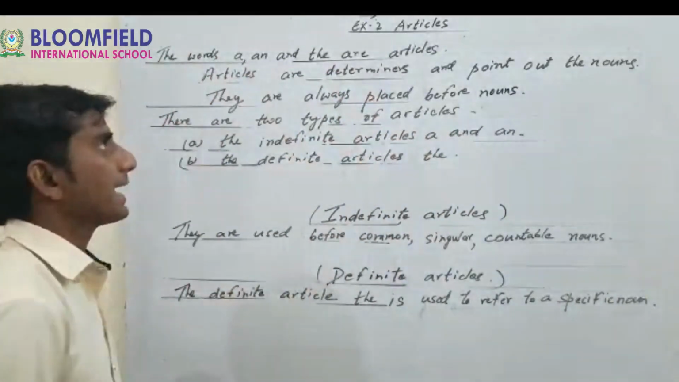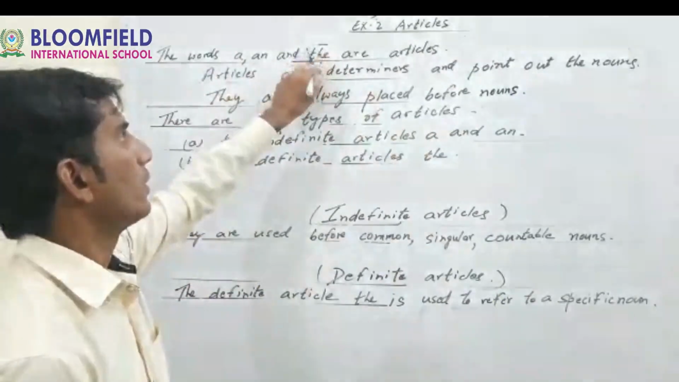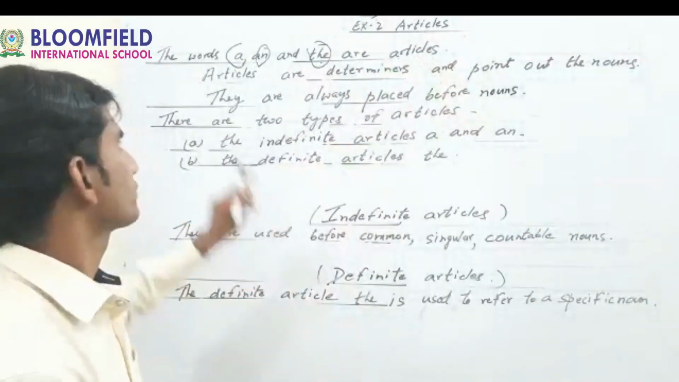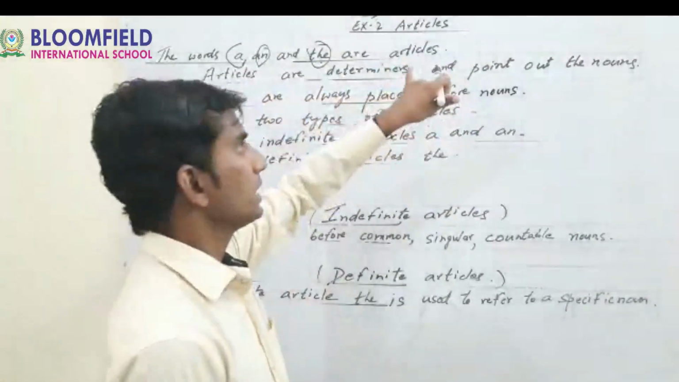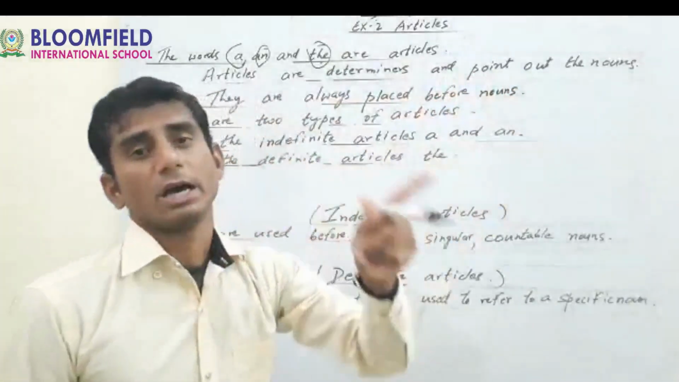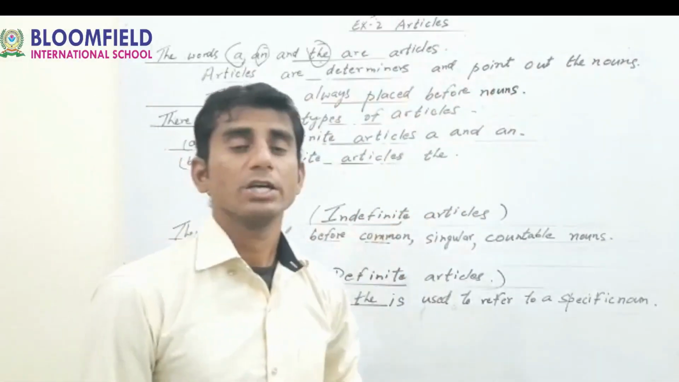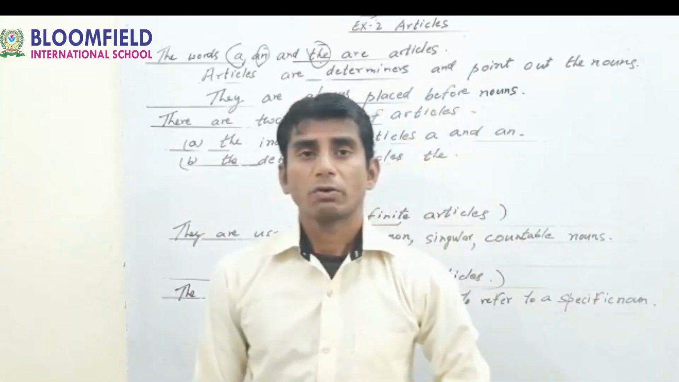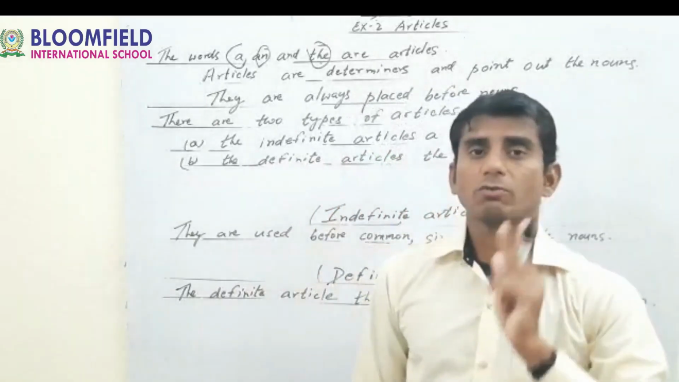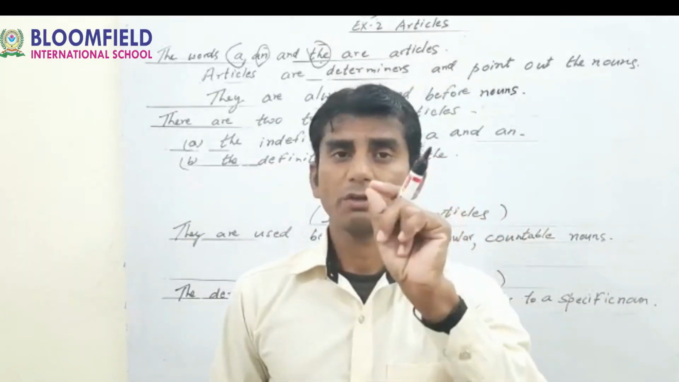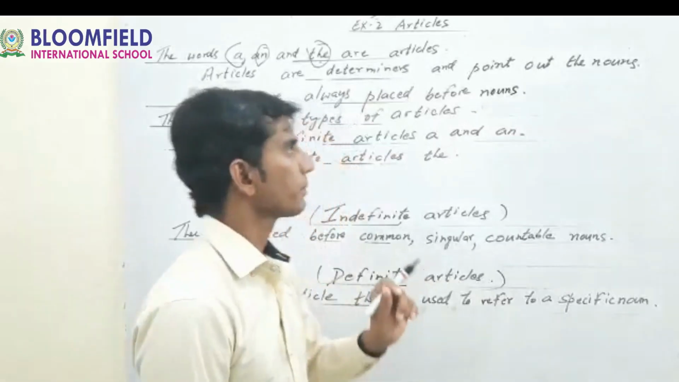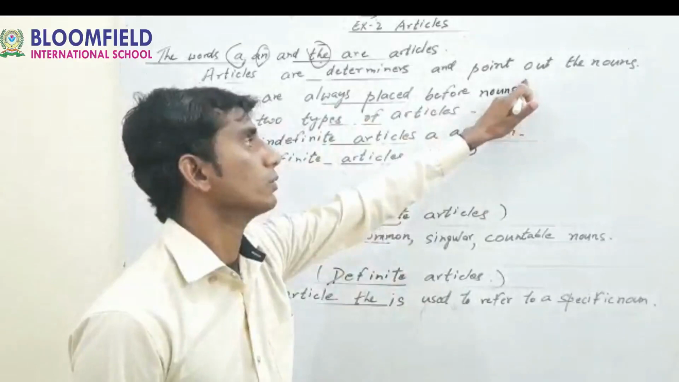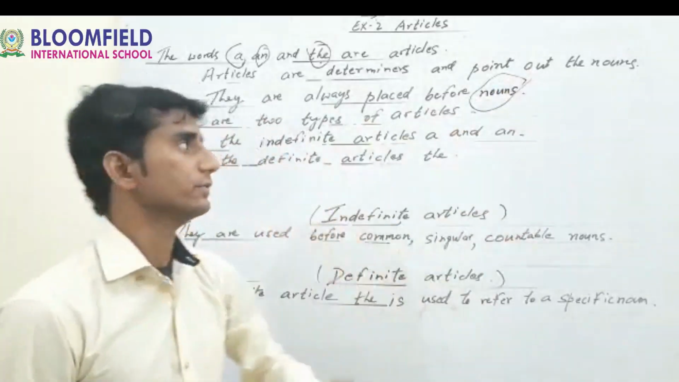Articles: the words A, An and The. A, An and The are articles. Articles are determiners and point out the nouns. An article is used before any noun. Guys, please carry on watching my video very carefully. They are always placed before a noun.